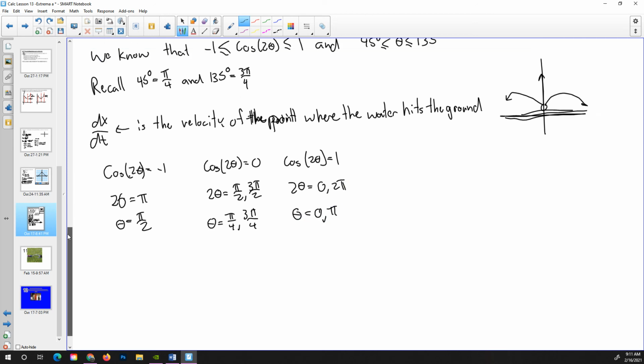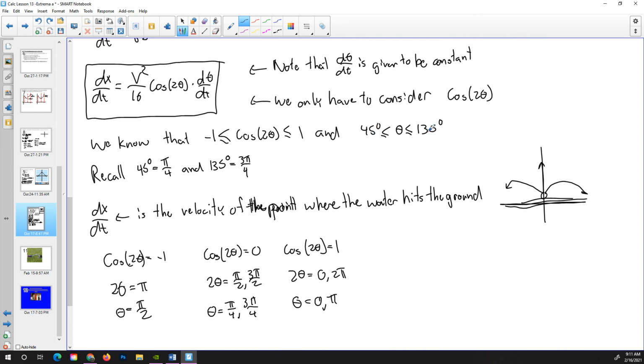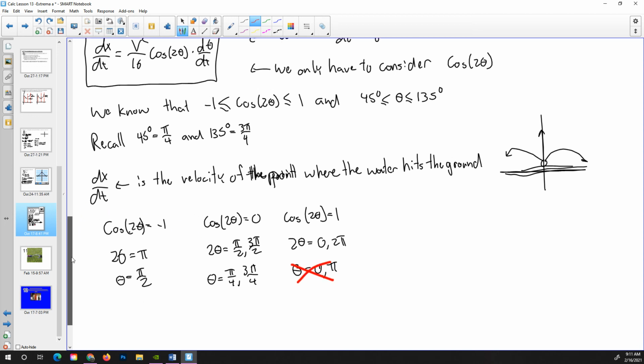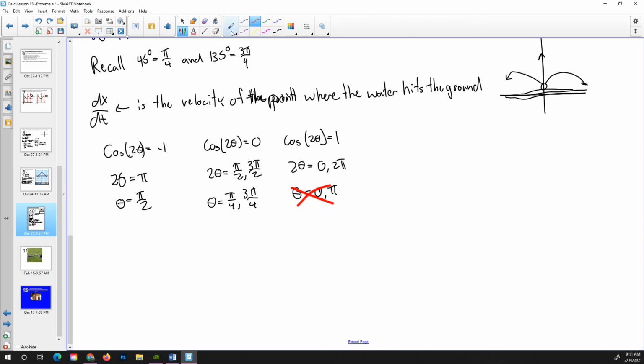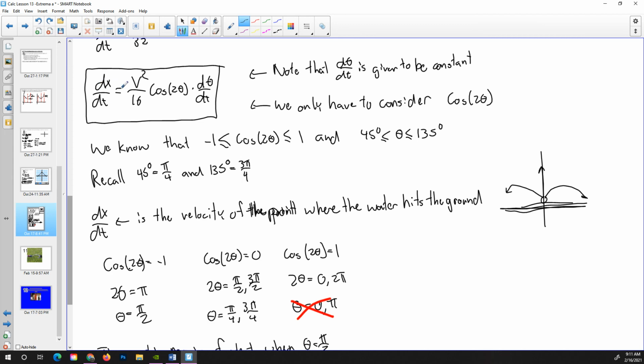Now here's the issue. Both 0 and pi are outside the domain that we're given, so we don't even consider those because they're not even in the values. So in this particular instance, the point is moving fastest when theta equals pi over 2. Why? Because when I plug in pi over 2, I'll get a -1. And remember, what is that -1 going to represent? A velocity.